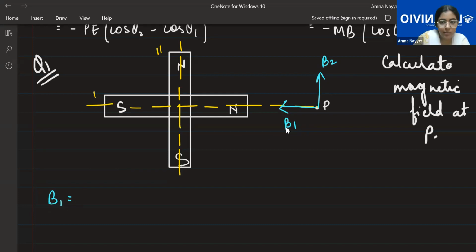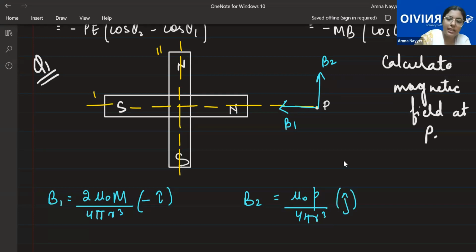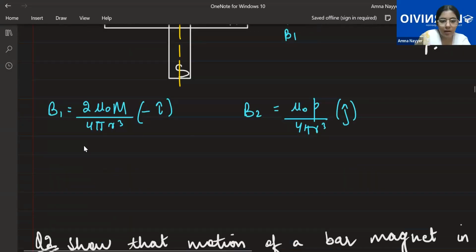Now the value of B1 is axial, so it will be 2 mu naught m by 4 pi r cube, minus i cap towards negative. B2 will be, I'm not writing minus because that direction will come automatically. This is mu naught p by 4 pi r cube. This is j cap. Now see, here both vectors are making an angle of 90 degrees.